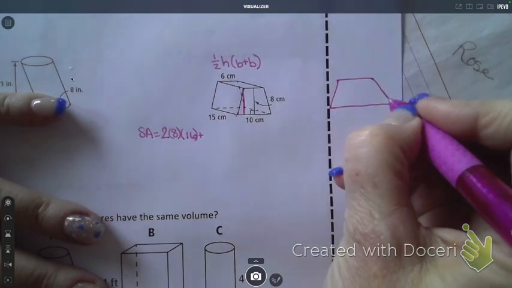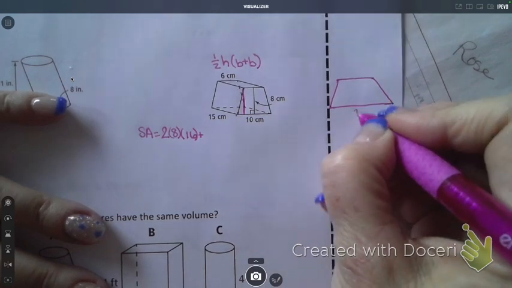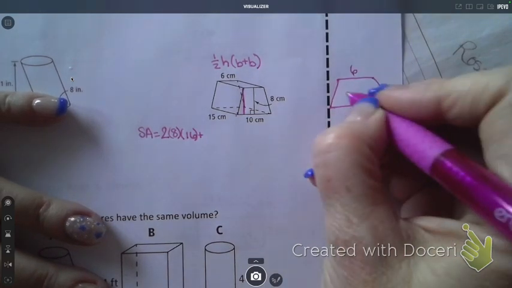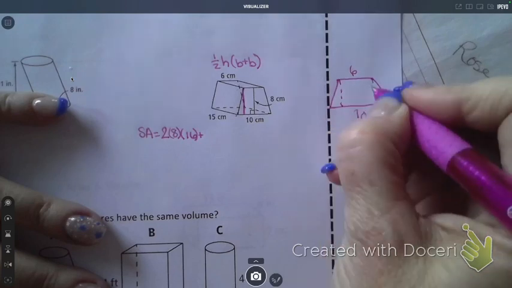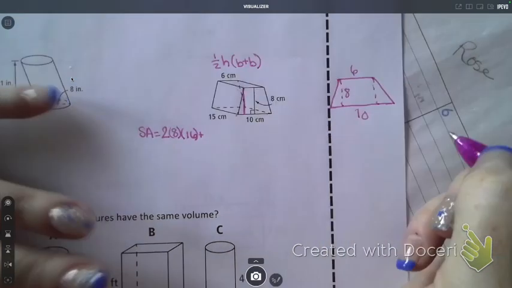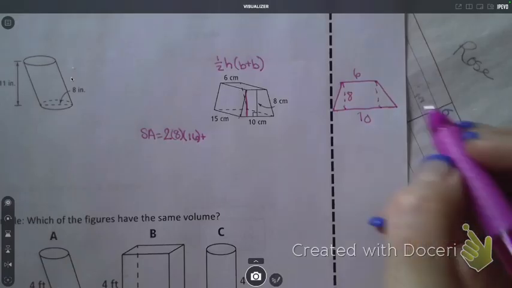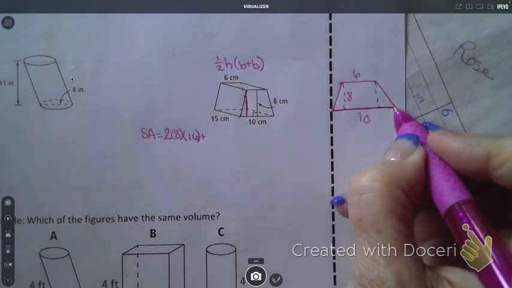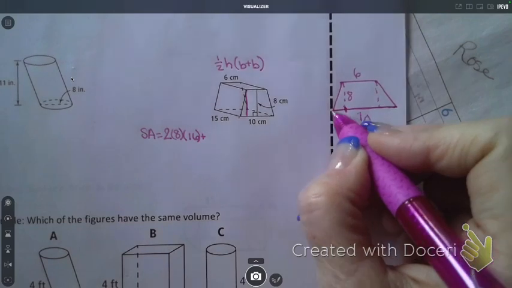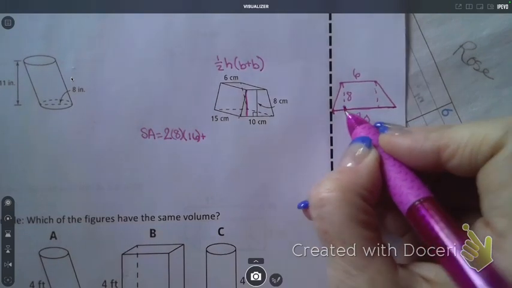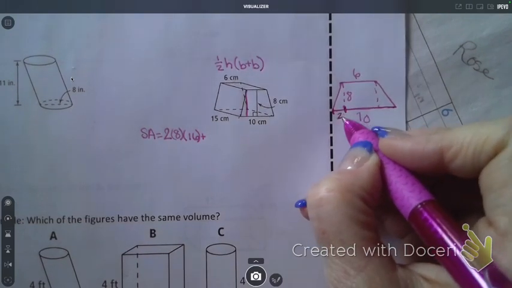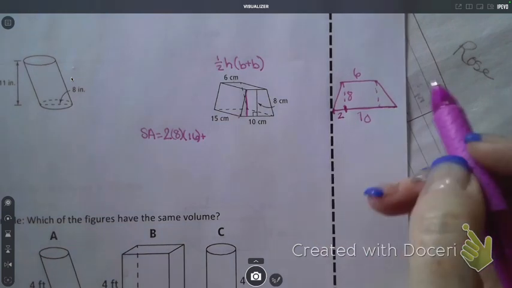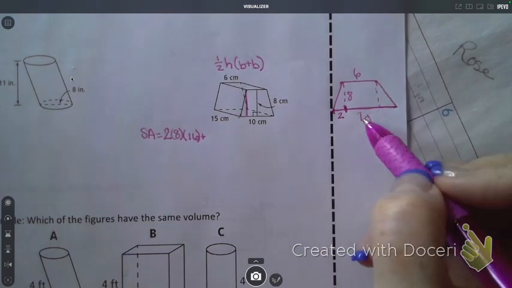Here's my trapezoid, yes? This is 10. This is 6. And I have this, and this is 8. So if this whole thing is 6, how much is this little piece? 2. Why is it 2? Because 10 minus 6 is 4, and then 4 divided by 2 is 2.